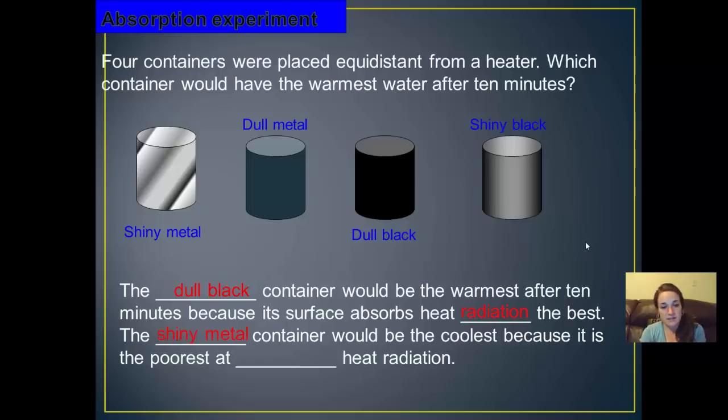The shiny metal container would be the coolest because it is the poorest at absorbing heat radiation. We know that because it reflects. So if it reflects, it's not absorbing, it's not getting hotter. That heat is going to actually just bounce out. Okay, so those are really important to remember. Dull, dark colors absorb, shiny, bright colors emit or reflect.